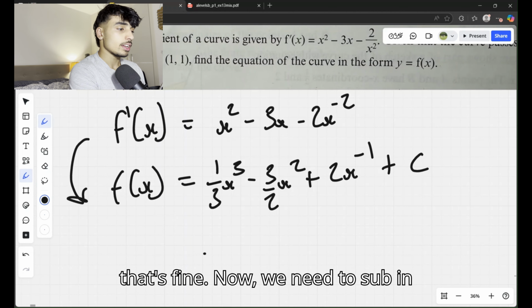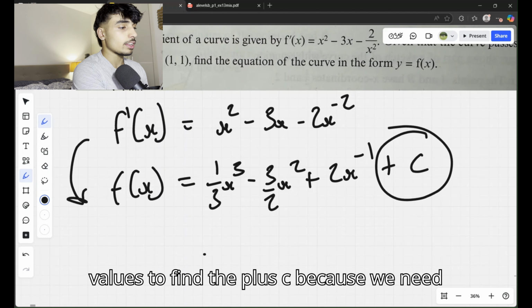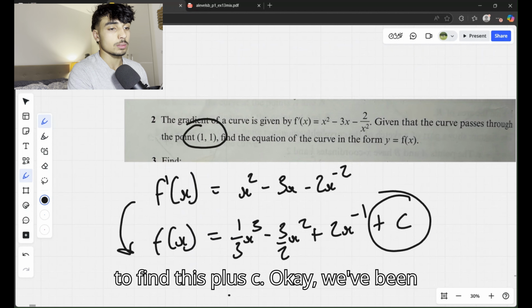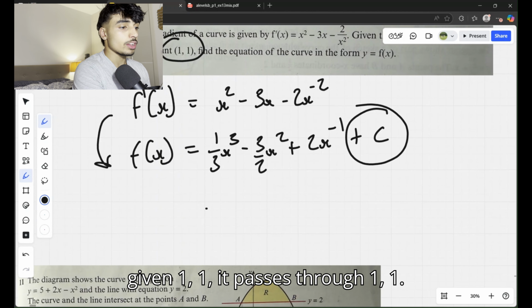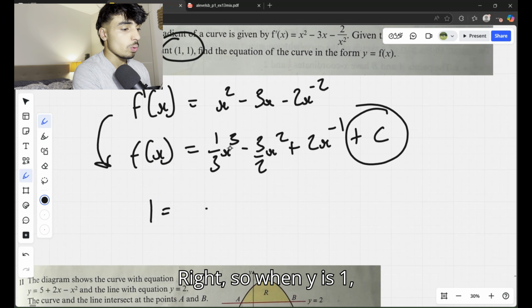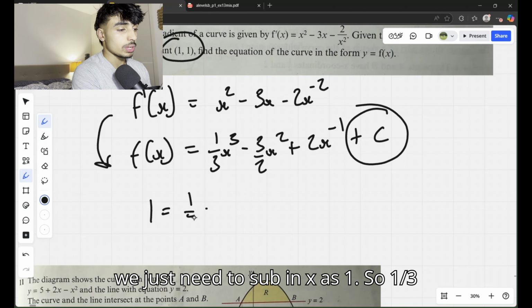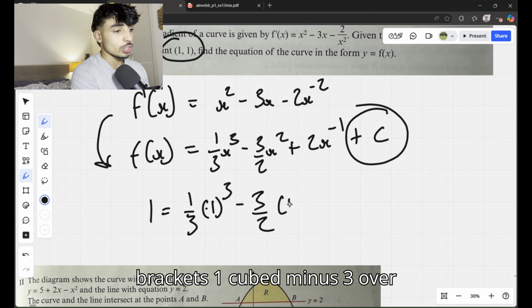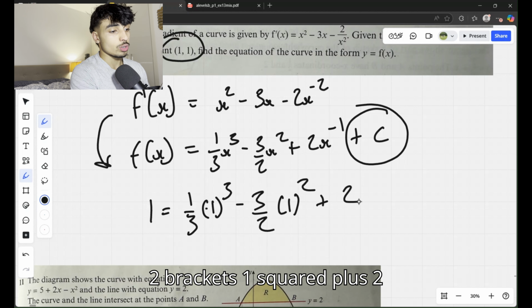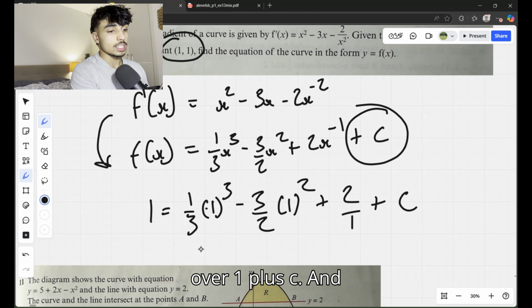Okay, that's fine. Now, we need to sub in values to find the plus c, because we need to find this plus c. Okay, we've been given 1, 1. It passes through 1, 1. Right, so when y is 1, we know we just need to sub in x is 1. So 1/3 brackets 1 cubed minus 3 over 2 brackets 1 squared plus 2 over 1 plus c.